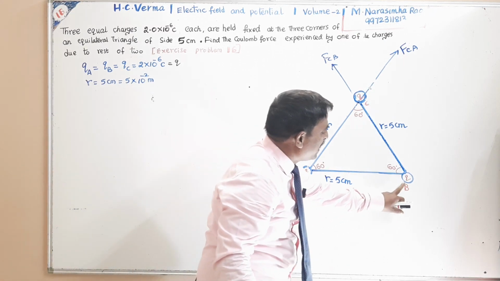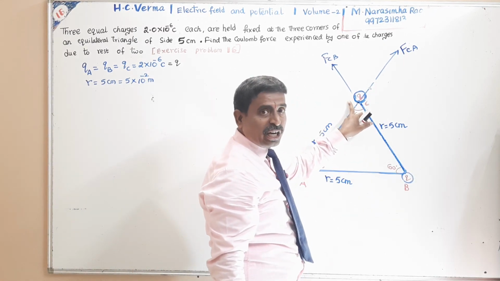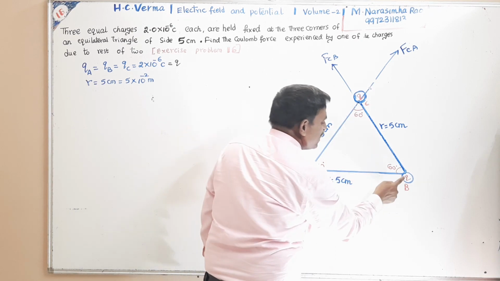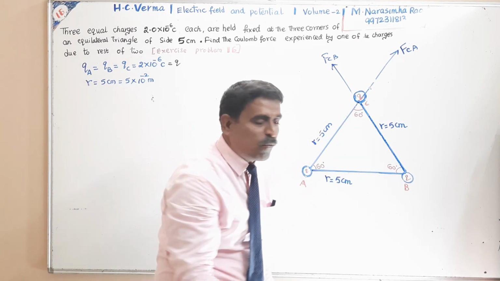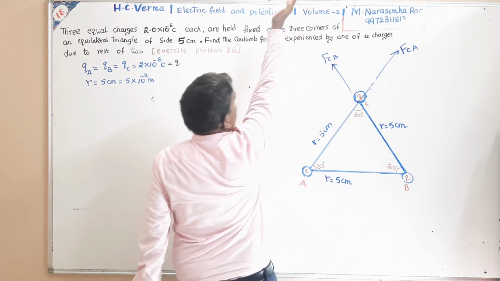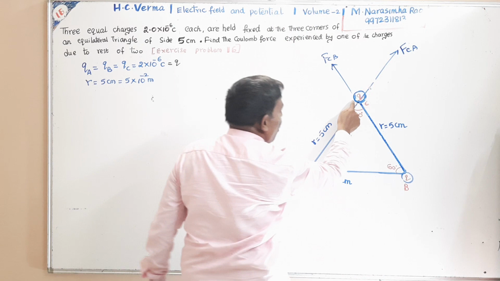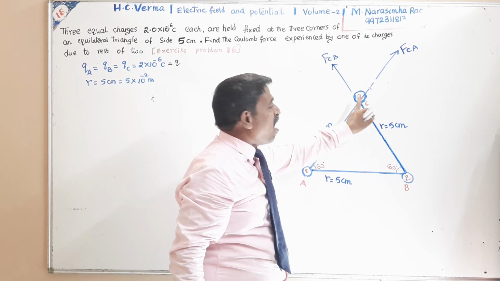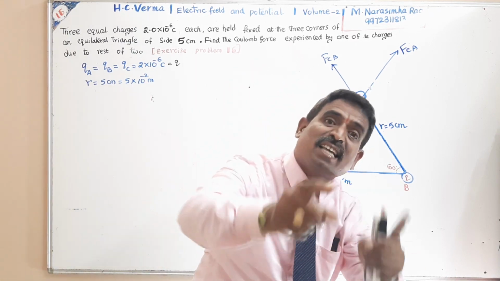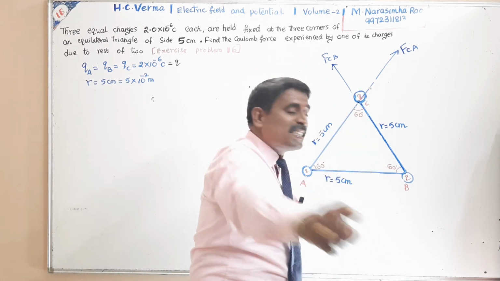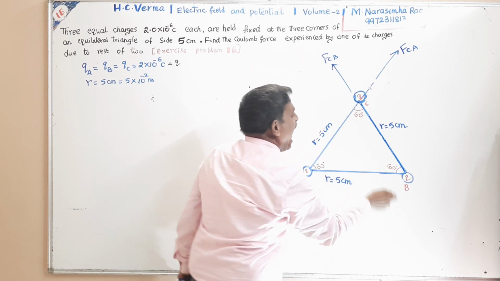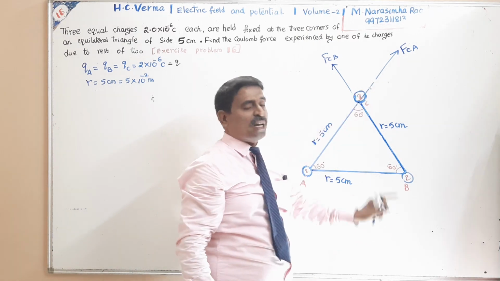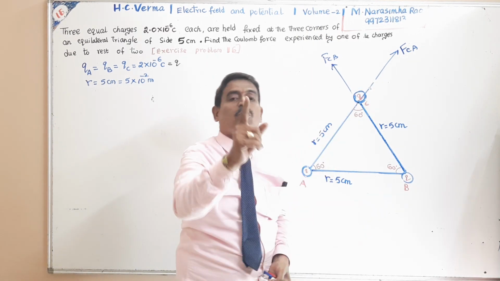Now, this is the charge at B and it is the charge Q at C. Both are equal in magnitude. This is positive, it is positive. There exists a repulsive force. This charge is applying repulsive force on this charge. On the charge Q present at C, two forces are acting. One force is applied by the charge at A. Another force is applied by the charge at B. Both are applying repulsion.